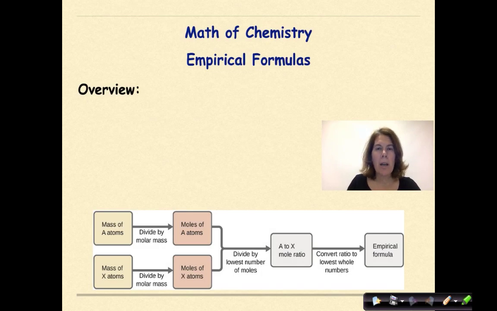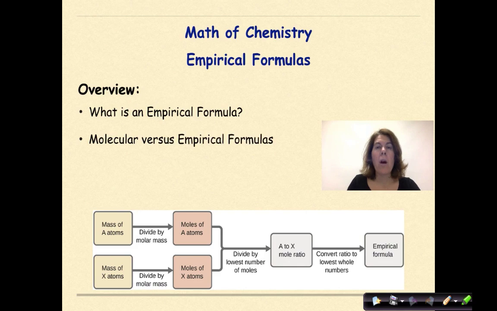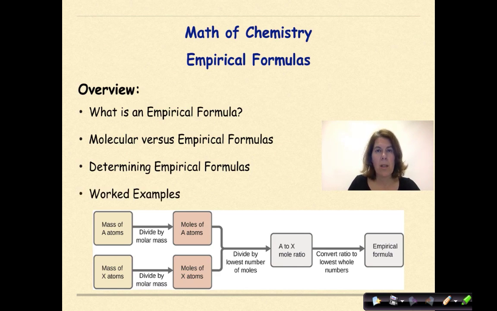Today we're going to be talking about empirical formulas. Specifically, we're going to look at what is an empirical formula, molecular versus empirical formula, determining empirical formulas, which is above and beyond the Regents Chemistry curriculum in New York State, but good for that future AP chemistry student out there, and finally some worked examples.